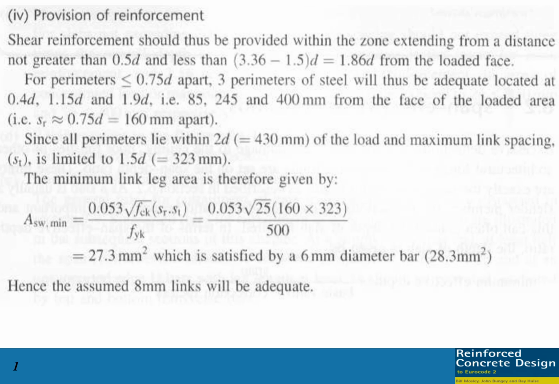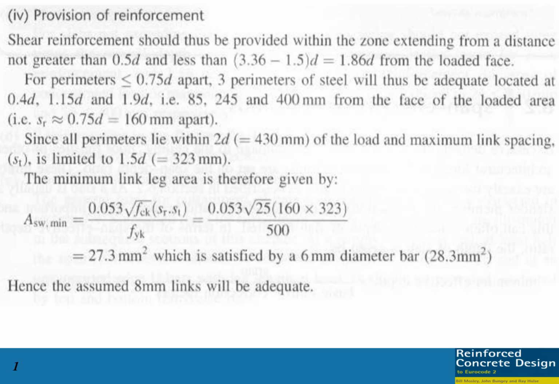Okay, and then provision of reinforcement. Shear reinforcement should thus be provided within the zone extending from a distance not greater than 0.5d and less than 3.36, the x value that we got previously, minus 1.5d. So this is 1.86d from the loaded face that needs to be strengthened with the punching shear reinforcement.